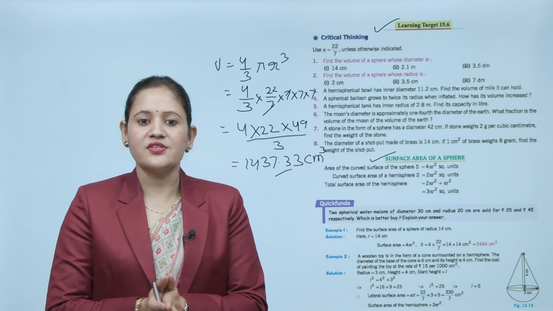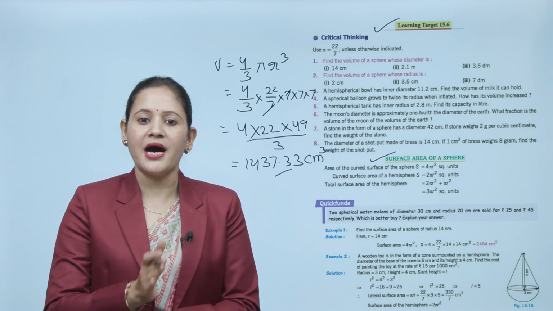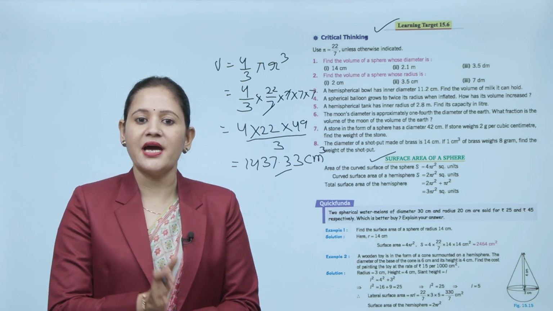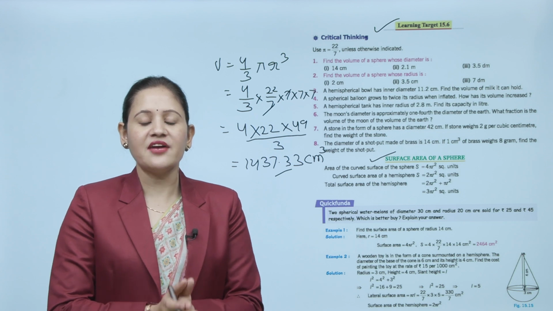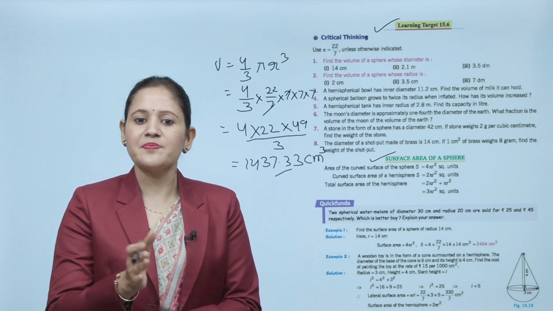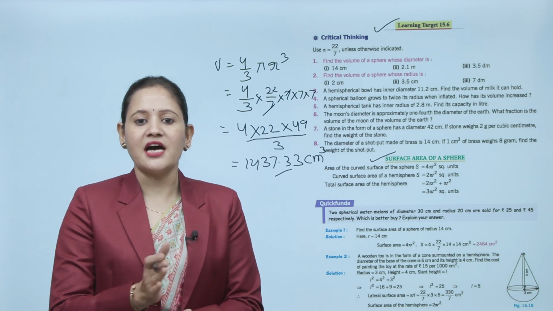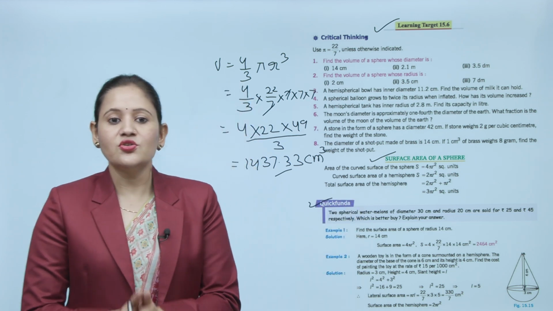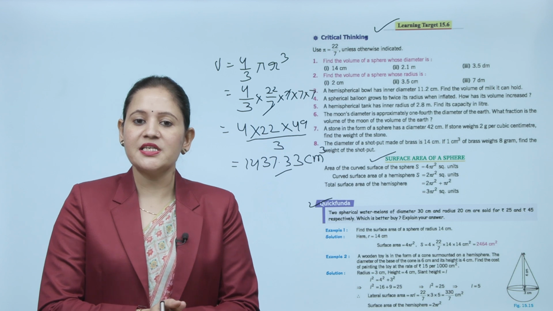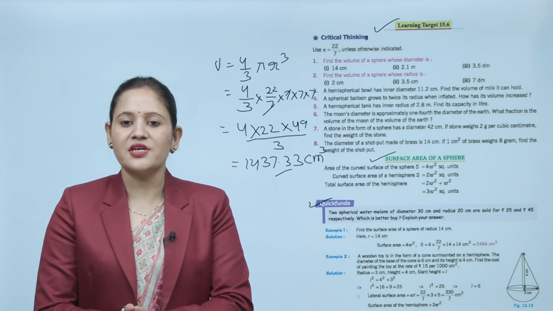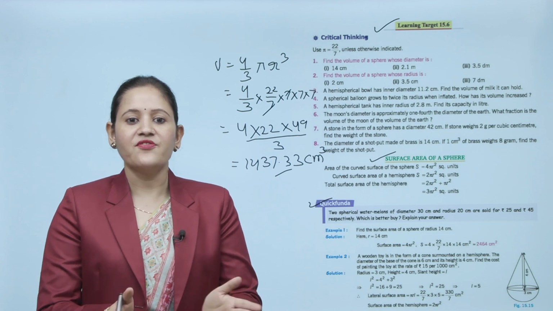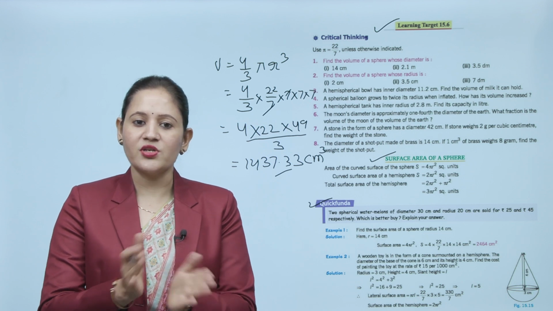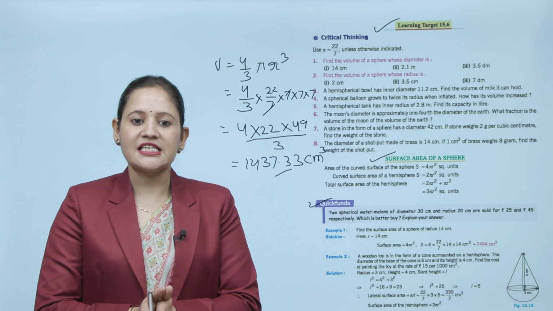Area of the curved surface of a sphere S equals to 4 pi r square unit. Curved surface area of hemisphere S equals to 2 pi r square unit. Total surface area of hemisphere हो जाएगा 2 pi r square plus pi r square, that is equals to 3 pi r square unit. Next, quick funda. Two spherical watermelons of diameter 30 cm and 20 cm are sold for rupees 25 and rupees 45 respectively. Which is better buy? Explain your answer. So find out volume और देखिए कि कौन सा better buy है. Do it yourself.